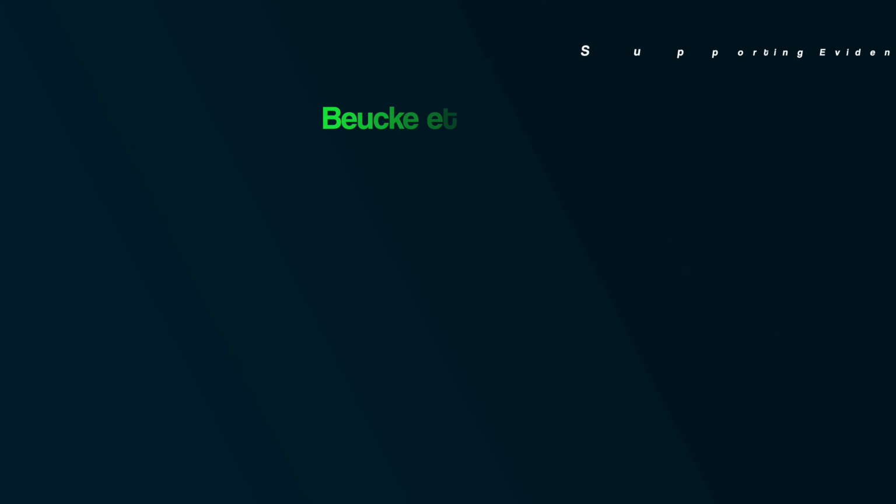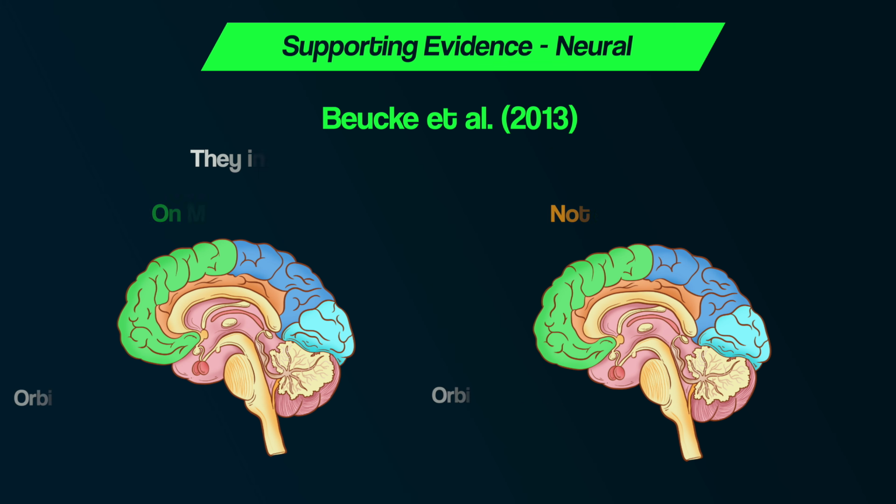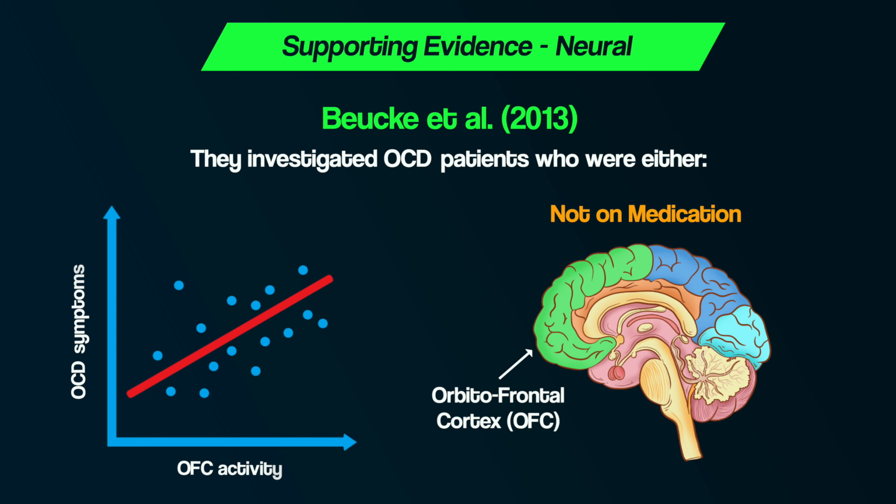Supporting evidence for the neural explanation comes from Bu et al. in 2013, who found that non-medicated OCD patients had greater activity and connectivity in the orbitofrontal cortex, with activity levels positively correlated with OCD symptom severity, supporting the role of the orbitofrontal cortex in the disorder.